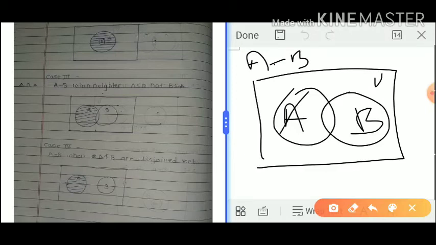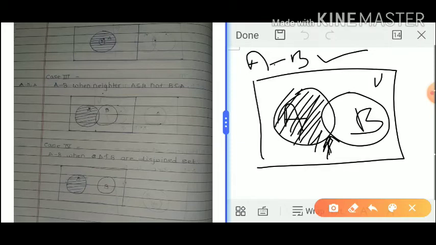This is the pure elements which are in A. This region is the common elements in A and B. But when we find A minus B, at that time we need to consider only those elements which are in A but not in B. So these regions contain the elements which are also in B. That means at that time we need to discard all these elements. And this is the shaded region, which is the answer for the given case.